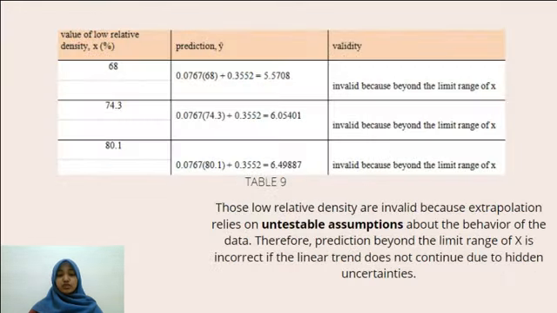Next, by using the equation obtained just now, we can substitute the values of relative density obtained in recent tablets, which are 68%, 74.3%, and 80.1%, for X. From the calculations that have been made, we found that the prediction is invalid for all data because it is beyond the limit range of X. We cannot accept it since it relies on an untestable assumption, whether the linear trend might not continue due to hidden uncertainties.